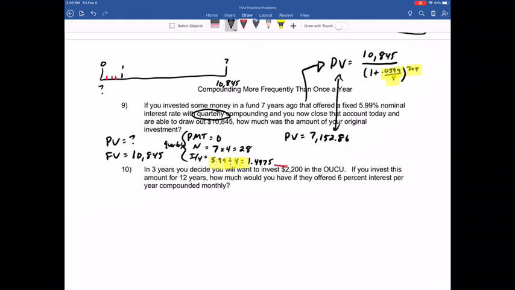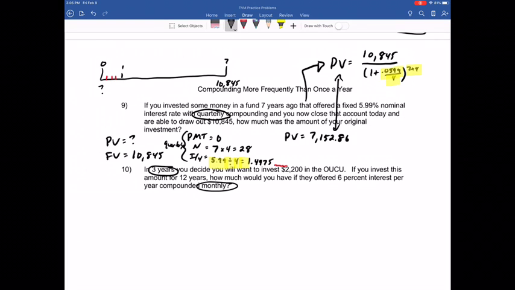And then last up, number 10: in 3 years, you decide you will want to invest $2,200 in the OU Credit Union. I'm investing it for 12 years. How much would I have if they offered 6% interest per year compounded monthly? In this particular problem, we have 2 things that we need to pay close attention to. One, we are waiting 3 years until we make our investment, and we also have monthly compounding.